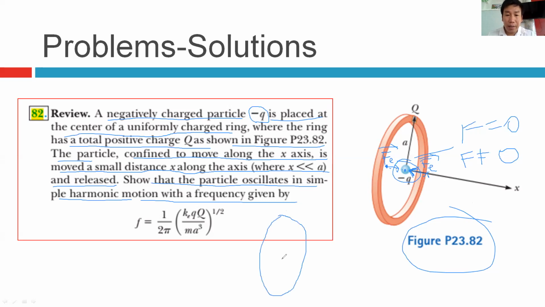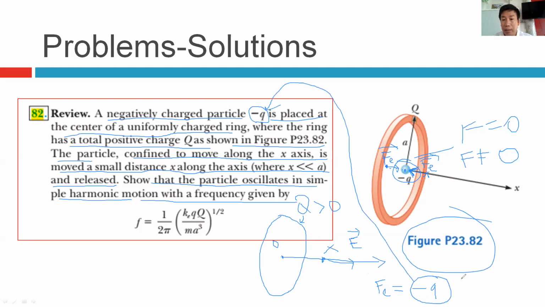You already know the electric field at a point far away from the origin, right? So you already have the electric force. In this case, Q is the charge of the ring, positive, so you have an electric force here. And we already found the value of E, so it's very easy to find Fe. Fe equals minus the value of the particle charge times E.